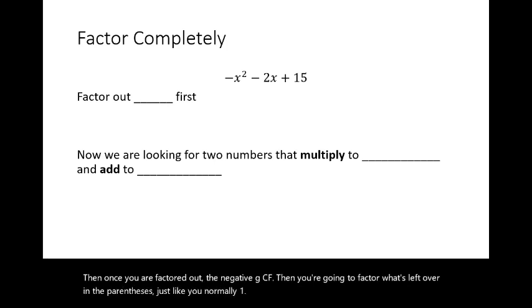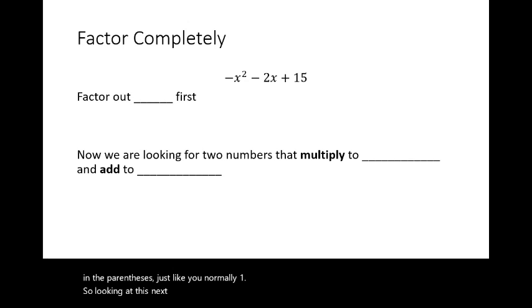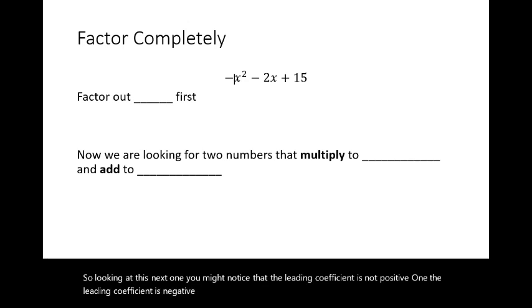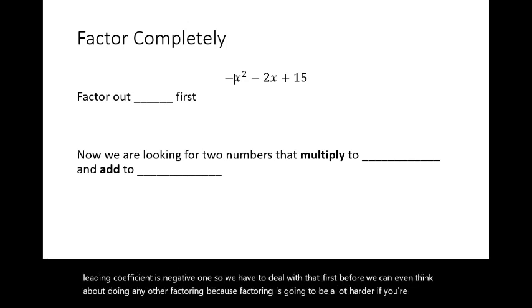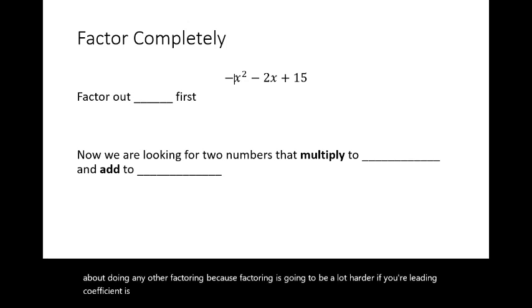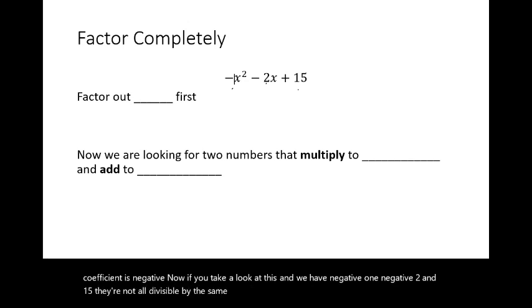So looking at this next one, you might notice that the leading coefficient is not positive 1. The leading coefficient is negative 1. So we have to deal with that first before we can even think about doing any other factoring, because factoring is going to be a lot harder if your leading coefficient is negative. Now, if you take a look at this, so you have negative 1, negative 2, and 15. They're not all divisible by the same number besides negative 1, and not every single term has the same variable.